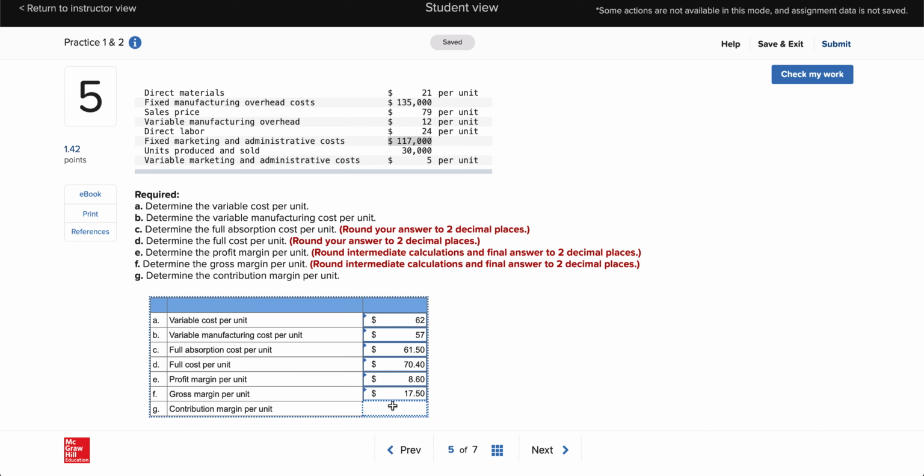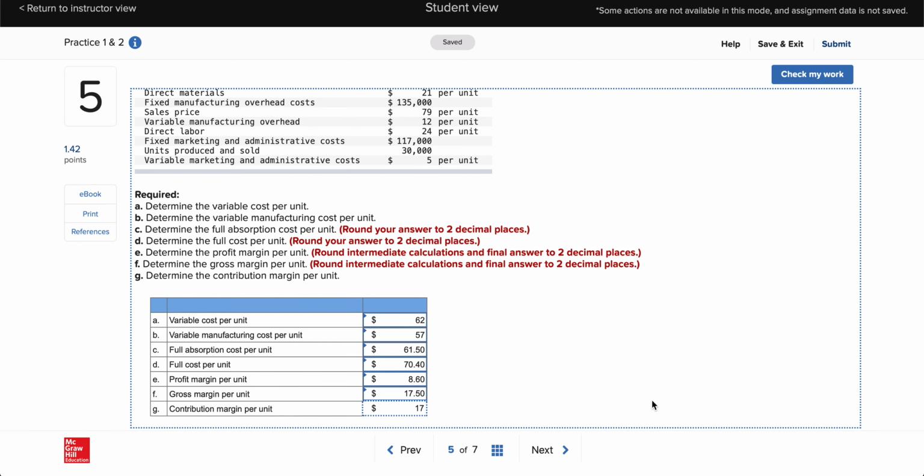And then finally, our contribution margin per unit. We are still going to take our sales price, and if you recall what contribution margin is, sales price minus the variable cost gives us our contribution margin. And so we have our variable cost per unit here at $62. So 79 minus 62 gives us $17 per unit in contribution margin.